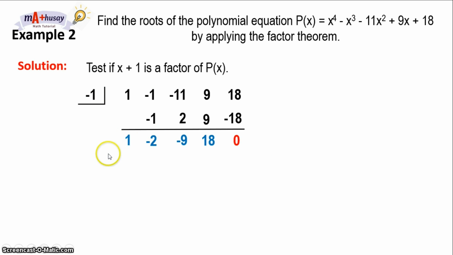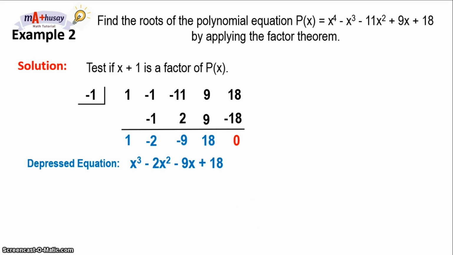From here, we will rewrite our depressed equation. So the depressed equation, based on the results in the third row of our synthetic division, we have x cubed minus 2x squared minus 9x plus 18. This time, we will solve the depressed equation.